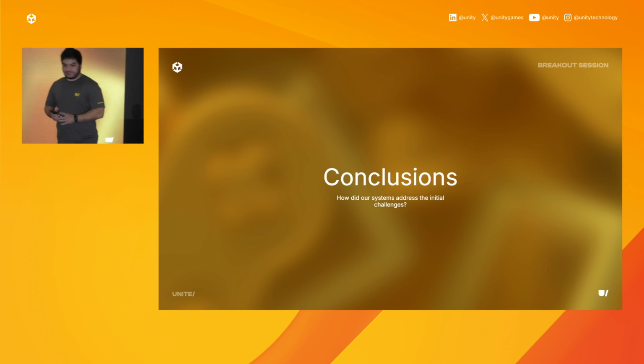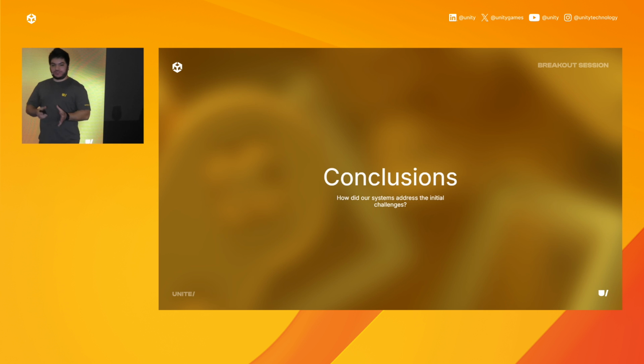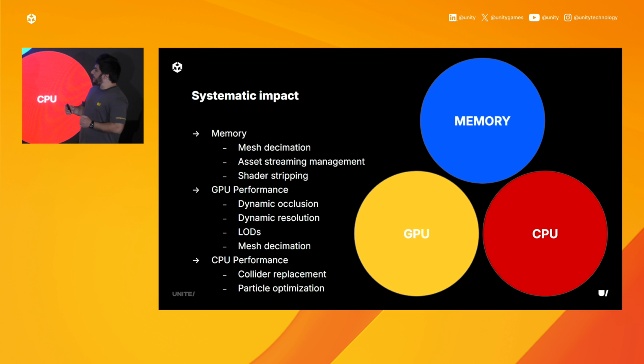All right, so let's start wrapping up things here. We're going to talk a bit about the conclusions. So how did the systems that we built address the challenges that we started with? Well, it's important to know that every single thing we did had a target, right? And ultimately, the benefit of each of the implementations was systemic. It wasn't just for one piece.